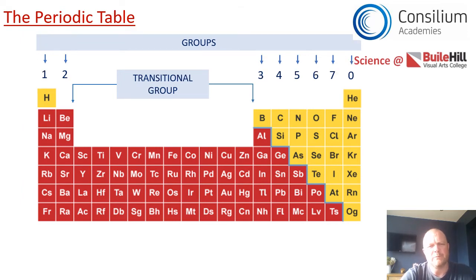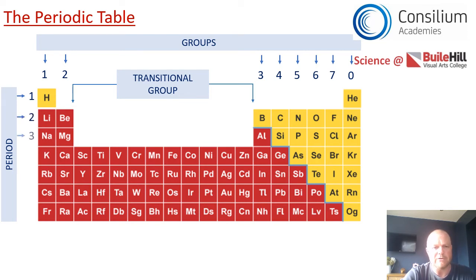Now, instead of reading from top to bottom like we do in a group, we could also read from left to right, like you would in a book. And if we read from left to right, we're reading along a period. So if we went to period 1, which has H in it, and you trace your finger all the way to the right-hand side, you would also have He in it. So H, hydrogen, and He, helium, are found in period 1 of the periodic table.